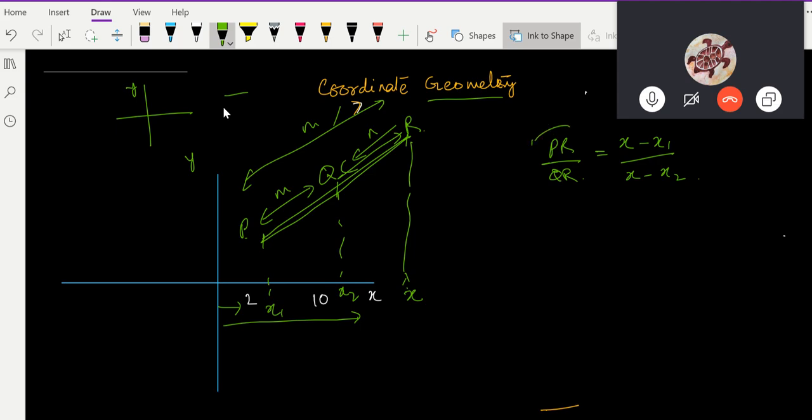Just follow this logic. Take the largest length of the side divided by the upper half of the side is equal to the largest value of x minus the smallest value of x, and the largest value of x minus the middle value of x. Clear? If you understand this logic, you don't care whether it is internal, external, bisector, which is given, which is not given. You just follow this logic, you'll get the answer.